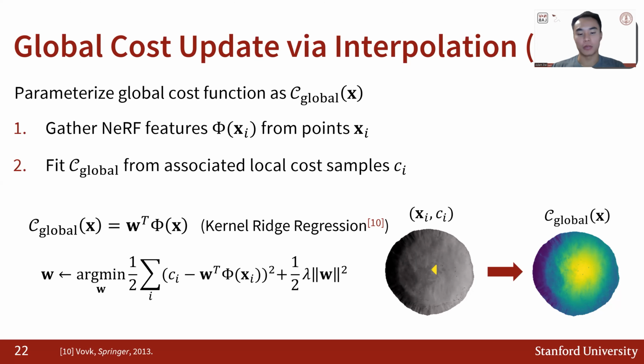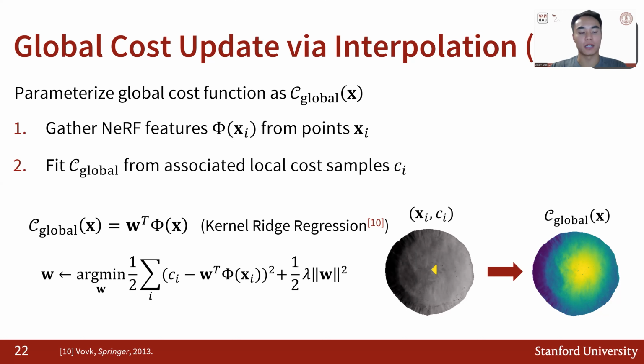Once we have the features, we have all the tools we need to perform a global cost update, and we use interpolation in order to do this. The first thing we do is parameterize the global cost function, call it C global of X. Given the local cost samples that we have from our cost map, we call the points in those samples X_i. We gather the NeRF features for all those points, being Phi of X_i. Then our goal is to fit C global from the associated local cost samples, C_i. We do this using kernel ridge regression, which is a standard approach for regression over high-dimensional feature spaces.